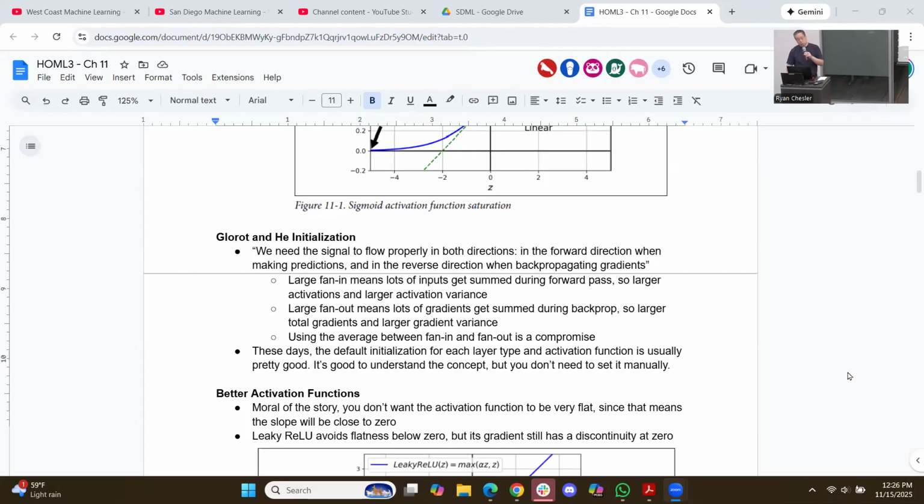Yeah. So for almost all problems, if your input data is between 0 and 1 or between -1 and 1 predominantly, then the default initialization in Keras or in PyTorch is all you need, and it'll be fine.